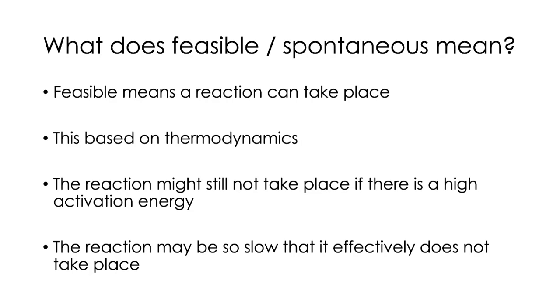If there's a high activation energy, then the reaction won't happen. The reaction might be so slow that effectively it doesn't take place. For example, the reaction of graphite with oxygen is feasible, but we can all use our pencils without them spontaneously combusting, because the reaction's effectively so slow that it doesn't take place, as the activation energy is high.